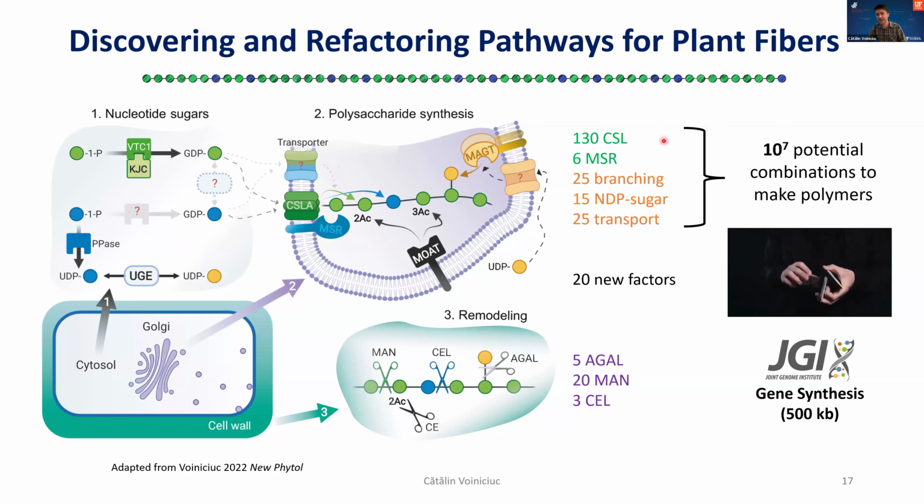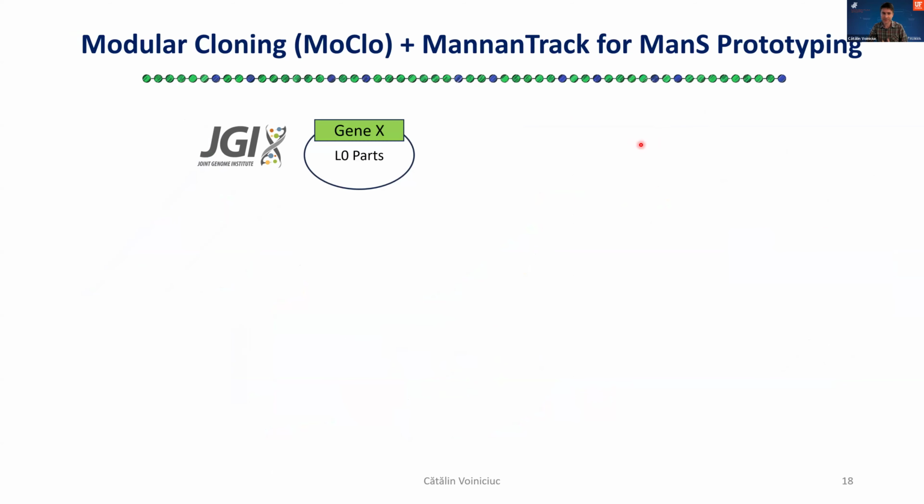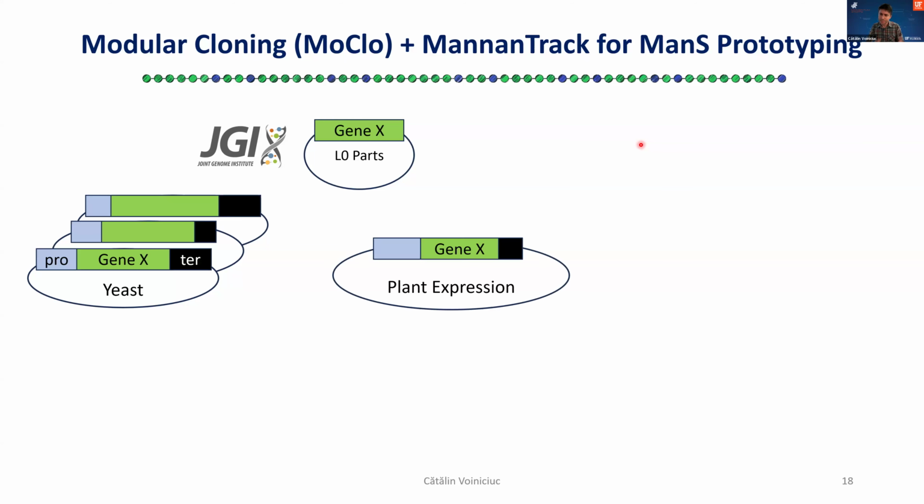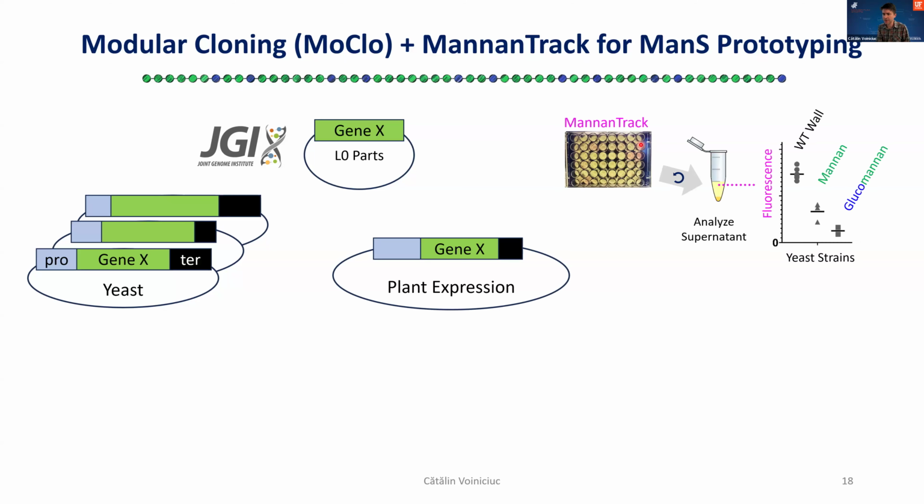In fact, even just analyzing 130 cellulose synthase-like A enzymes could be a lot of work for a single student. Excuse me. So the Joint Genome Institute, or JGI, is sending us the coding sequences for the enzymes we're interested in. So how are we going to manage to analyze their functions? Well, in the first phase, we've received actually over 100 cellulose synthase-like A enzymes. We want to prototype them in yeast, prioritize the best ones for later experiments in planta, as I outlined, and really take advantage of our mannan track probe to quickly identify which ones are still active.